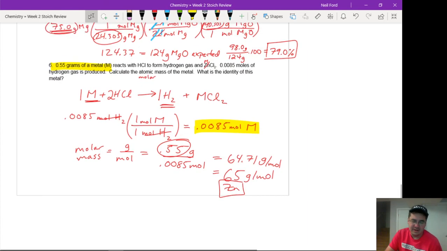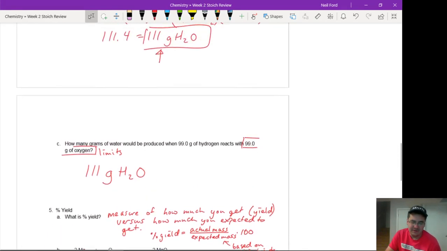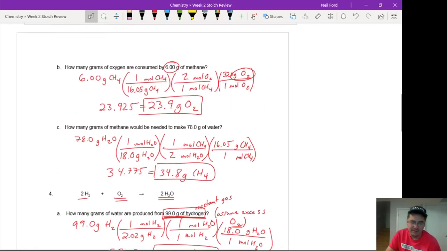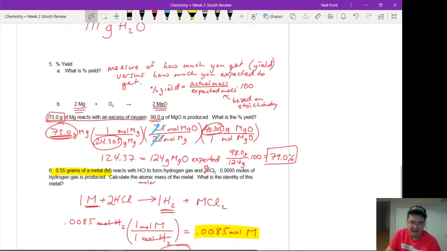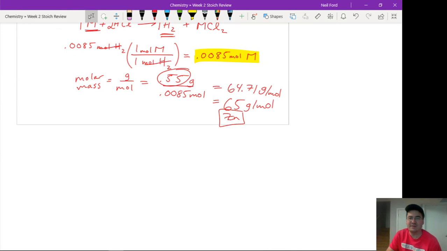I know these questions, I went kind of fast. They all start to feel about the same. We'll probably do one more limiting and excess reactant practice problem before the test next week. Let me know if you guys have any questions.